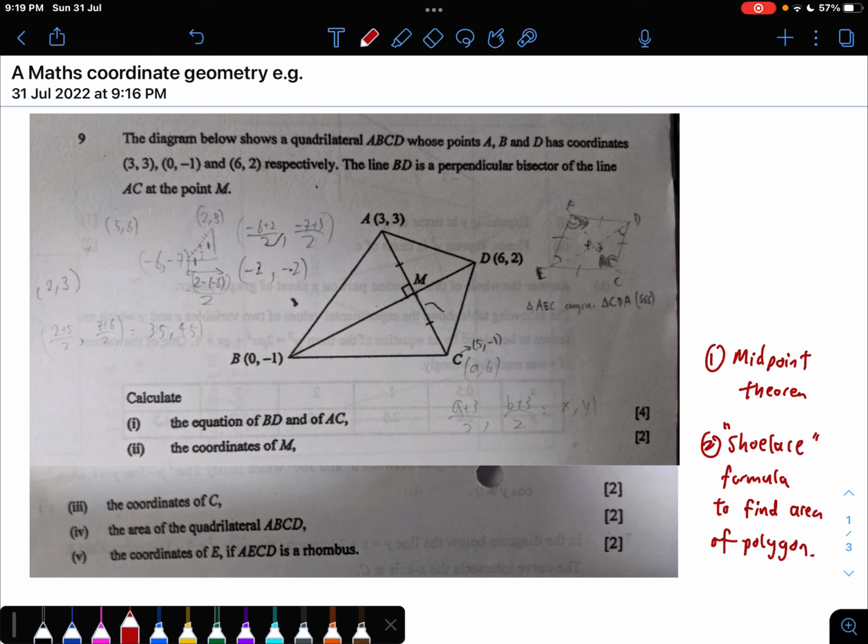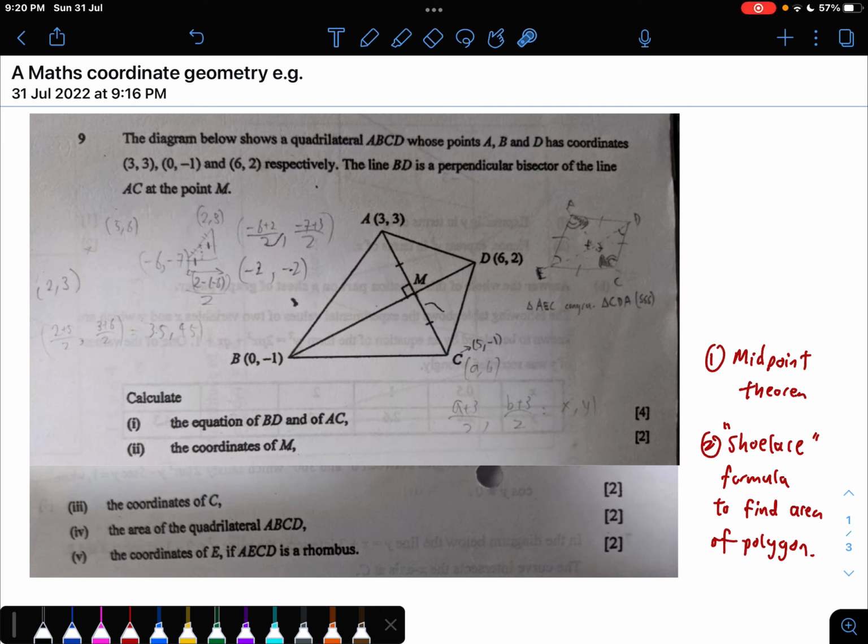Okay, let's begin. So this question, you have a quadrilateral ABCD whose points A, B, C, and D have coordinates as shown, except for C. Later I need to find C. The line BD is perpendicular bisector of the line AC at the point M. So here they cut each other at the midpoint. Part 1. Calculate the equation of BD and of AC.